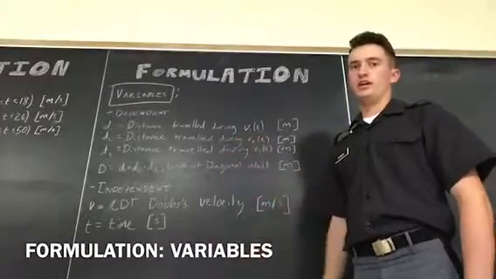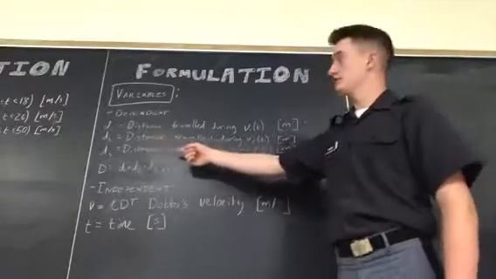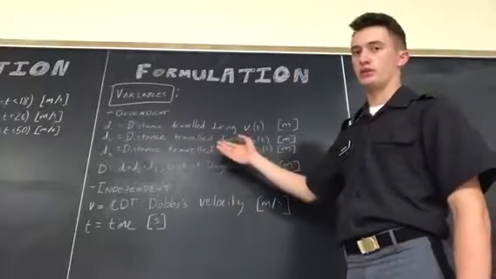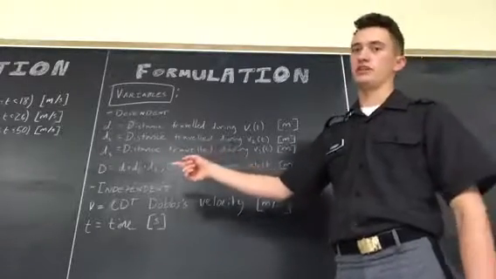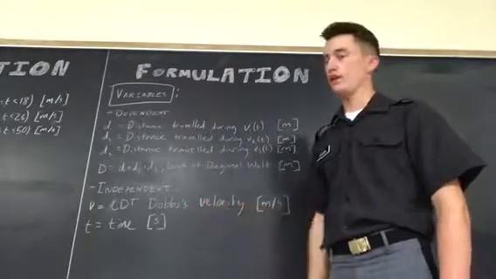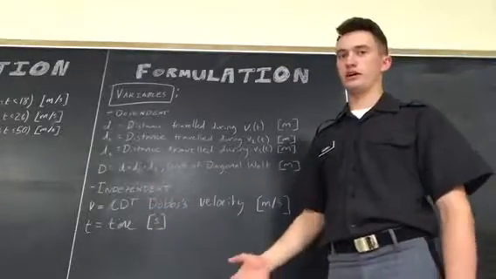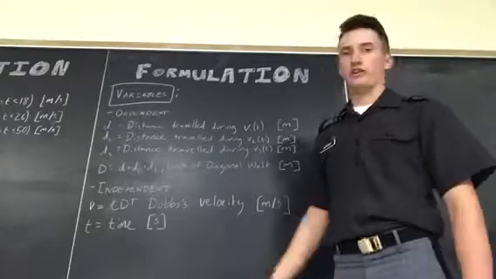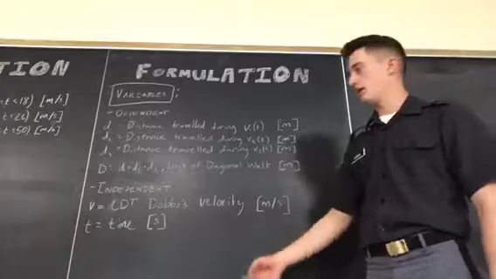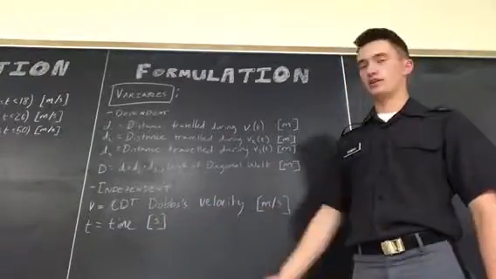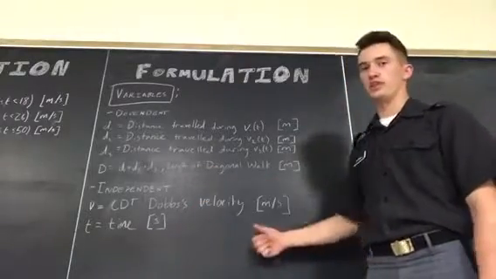Next, we have our variables. Our dependent variables are what we are solving for. So d1 is the distance traveled during our first interval, d2 is the distance traveled during our second interval, and d3 is the distance traveled during the third interval. Capital D is the total distance that we traveled. Our independent variables we've already discussed. They're v, which is Cadet Dobbs' velocity, and t, which is time in seconds. Our dependent variables are all measured in meters, and our independent variables are measured in meters per second and seconds.